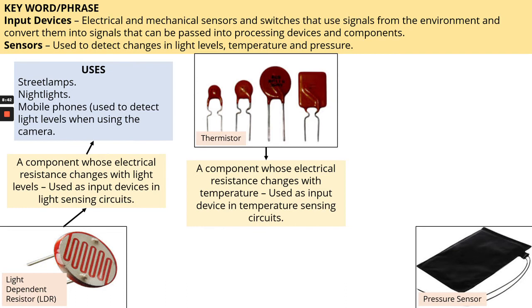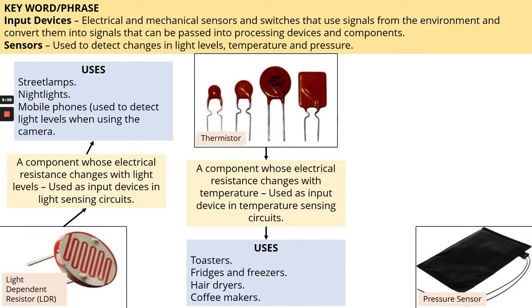So as the temperature increases, the resistance might increase, and it will stop or harshly reduce the amount of electric current flowing through the circuit, therefore turning the output device off. But when it gets cold, there's less resistance, so the electrical current can go all the way around the circuit, meaning that the output device will be able to turn on and produce heat. So for example, toasters, fridges and freezers, hair dryers, coffee makers, they all have thermistors in them.